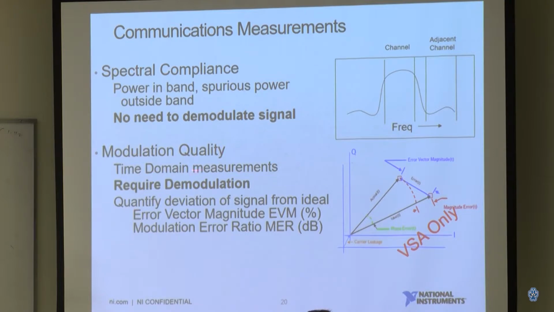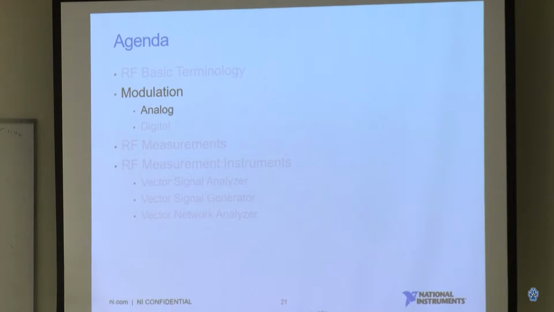To determine how good the signal is in digital modulation, we usually use two main definitions. One is called EVM, error vector magnitude, and the other is called modulation error ratio, MER. These two are the standards that tell you how good the modulated signal is when you're doing communication measurement. So let's talk about modulation. Modulation can be analog modulation and can be digital modulation.